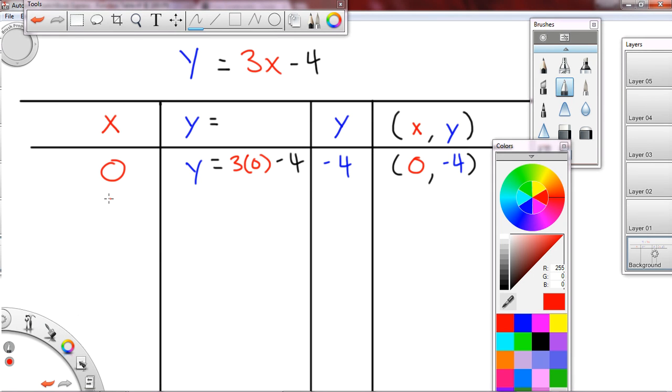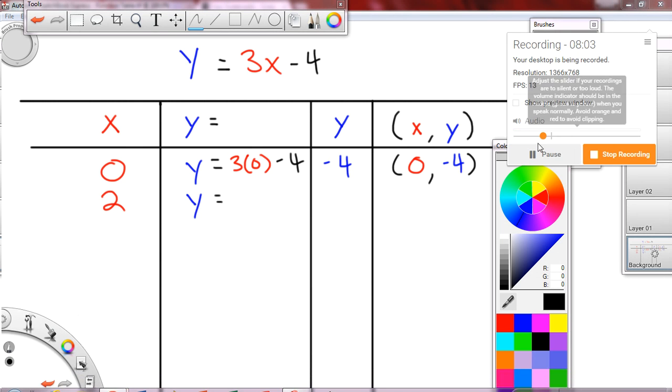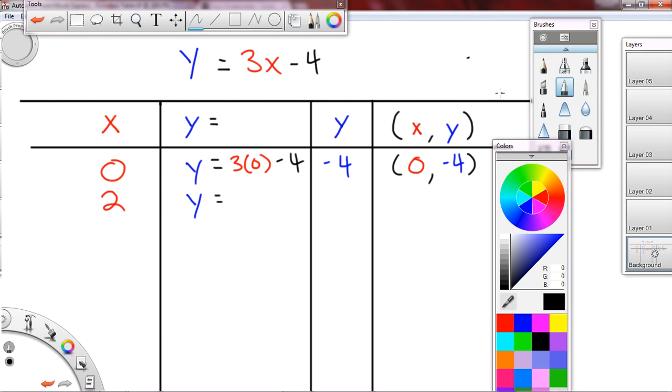Now let's try another one. When I plug in 2 for x, y equals... one moment. Okay, where were we? So we plug in 2 for x now. So we're going to put in 3 times, this is where I'm going to put in my x value, 3 times 2, close your parentheses, minus 4. And you can go ahead and do some work in here if you need to. So this is 3 times 2 is 6, minus 4 is equal to 2.